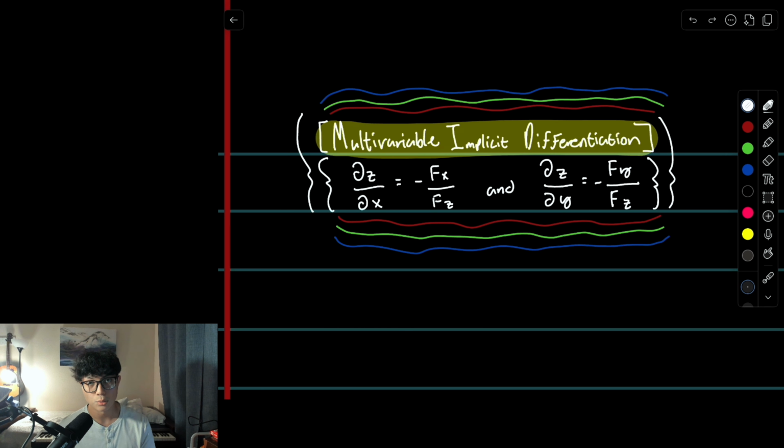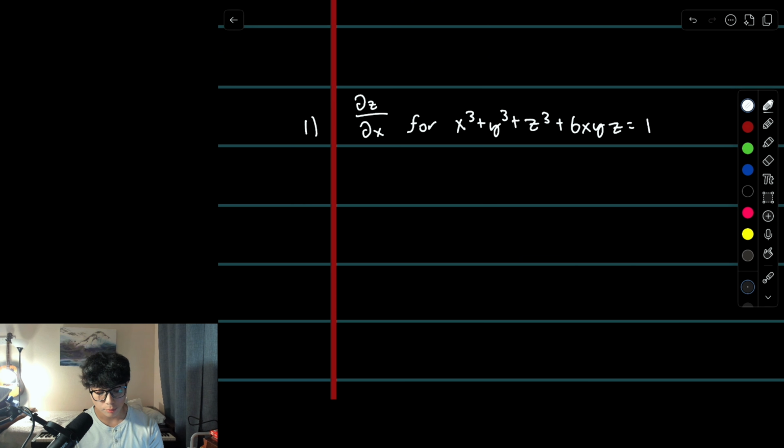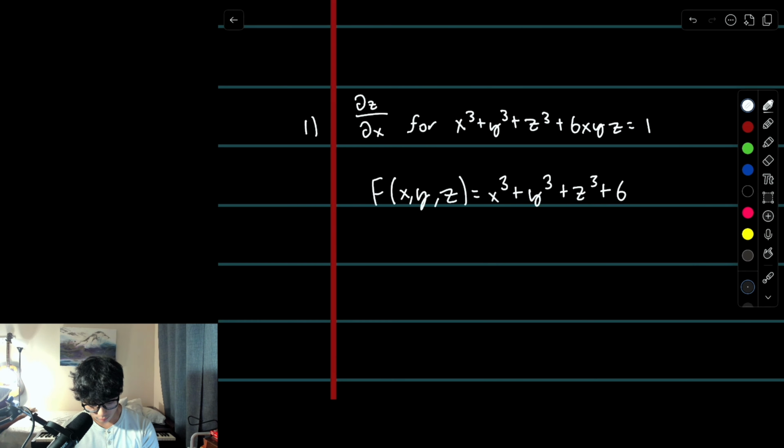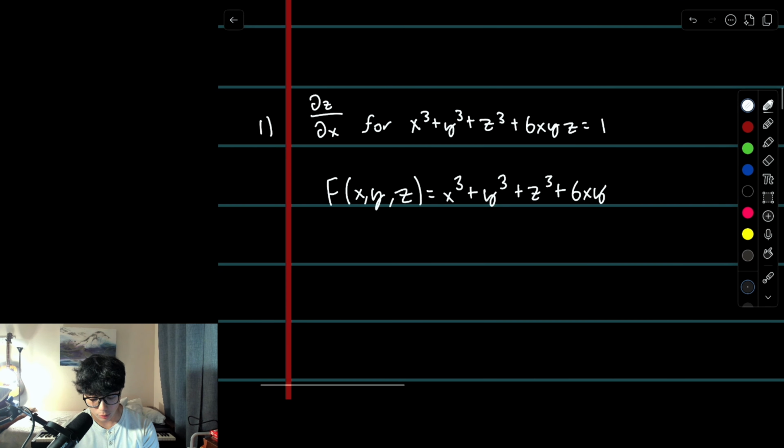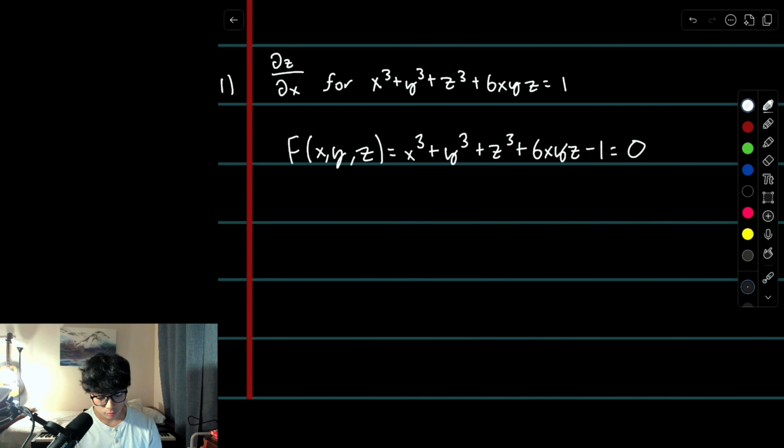So let's get into an example. Our first problem asks, find the del z over del x for x cubed plus y cubed plus z cubed plus 6xyz equals 1. Now the first thing to do is to set this to 0, which we can do by subtracting the right side from the left side, which gives us the left side minus 1 equals 0.